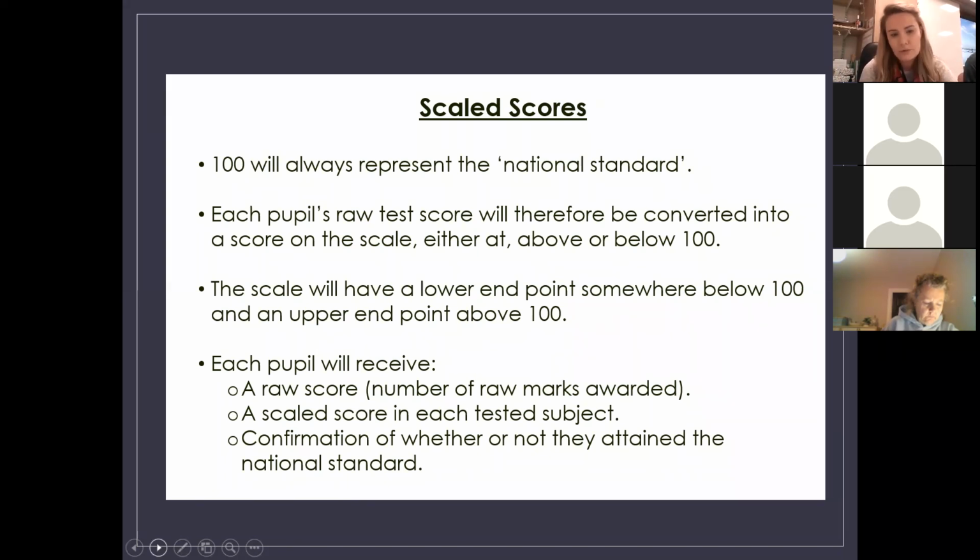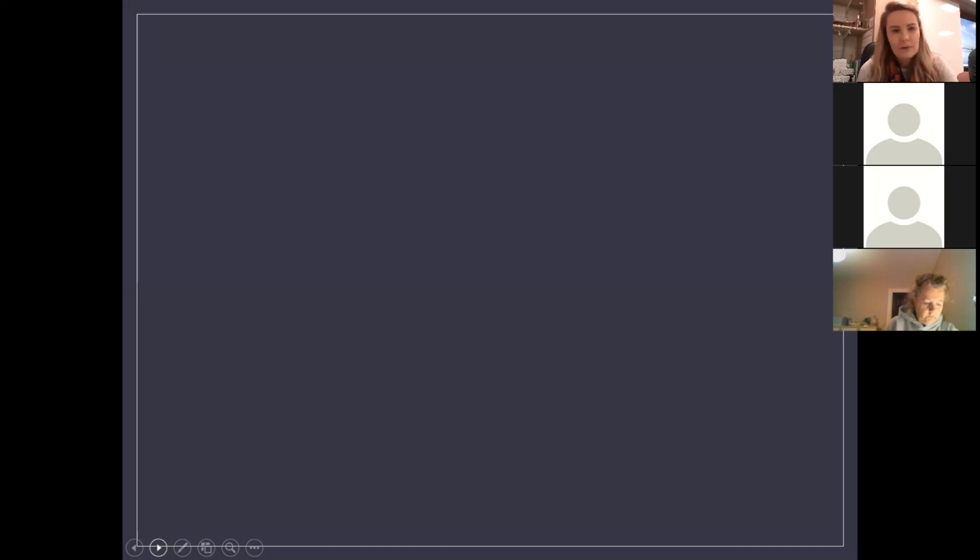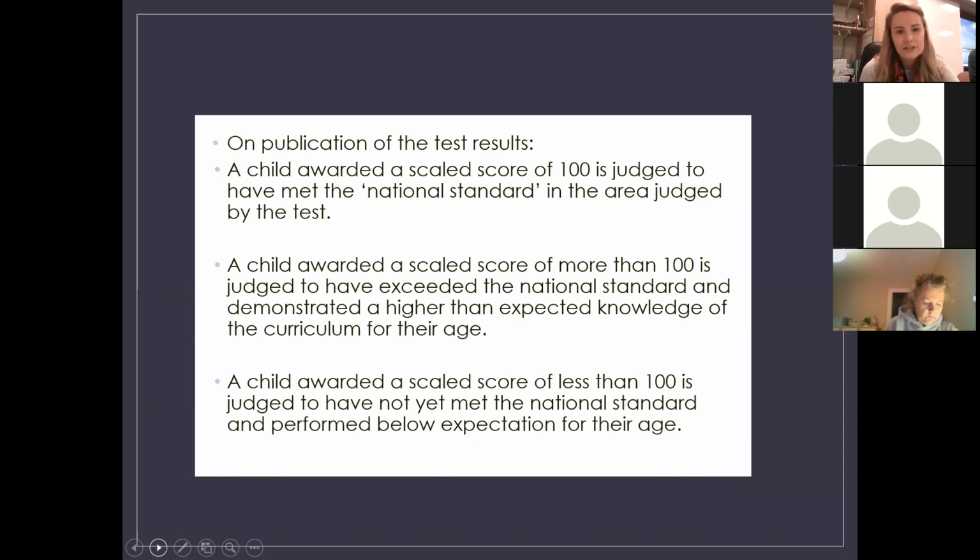Each pupil will receive a raw score, a scaled score, and then a confirmation if they've attained the national standard or not. That will make more sense in a few moments, hopefully. So on publication of the test results, your child will get a score if they've met the national standard or if they have not met the national standard. A child awarded a scaled score of more than 100 is judged to have exceeded the national standard. And then if they get to 110 as a scaled score, that's when they say that they're working at greater depth within the national standard. So that's kind of the next level up, as it were.